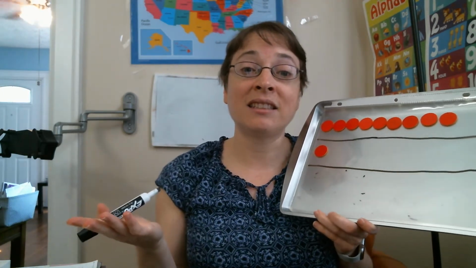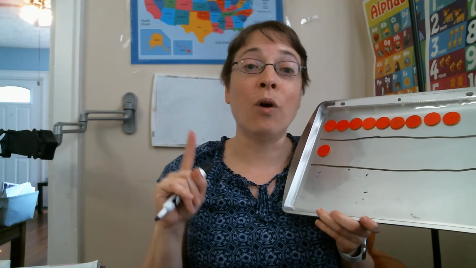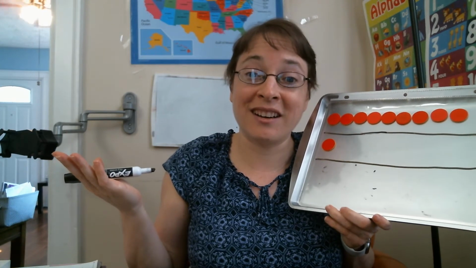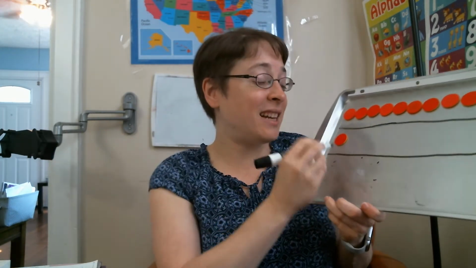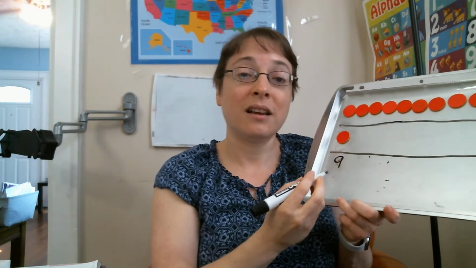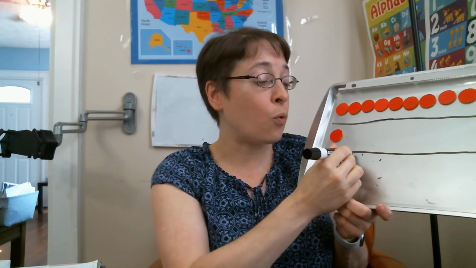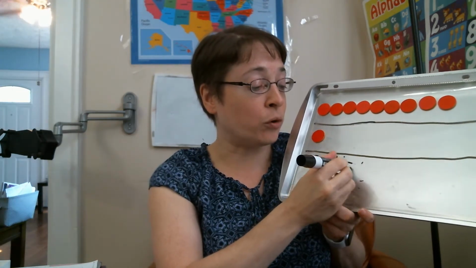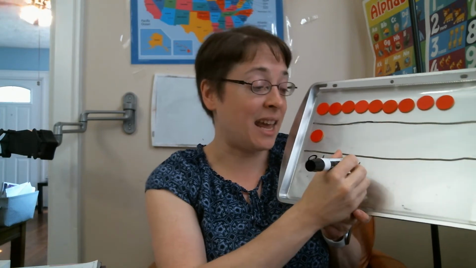So there were 9 cats and 1 dog. How many animals were there? Let's see. So we have 9 plus 1 more equals 10.